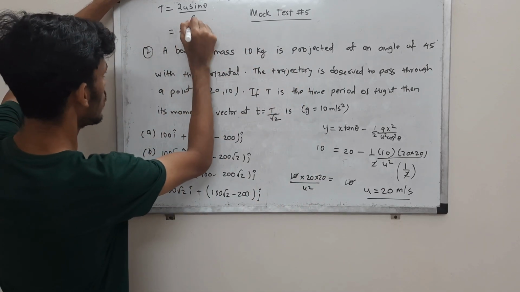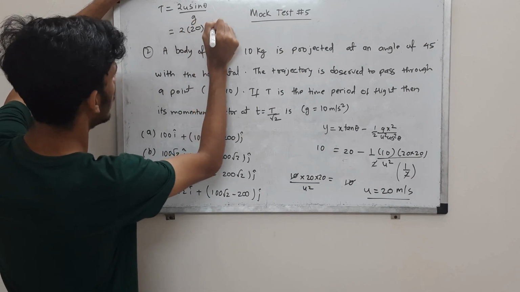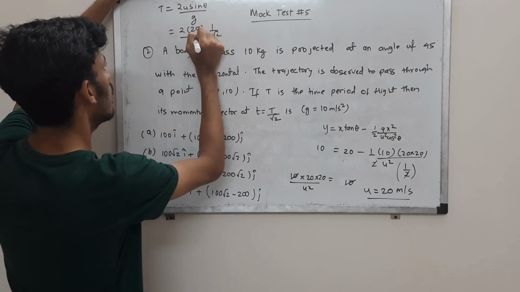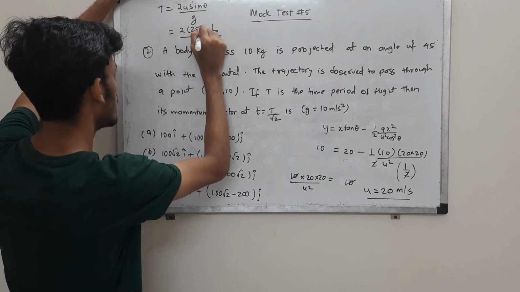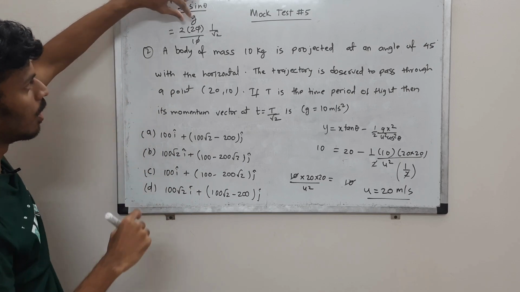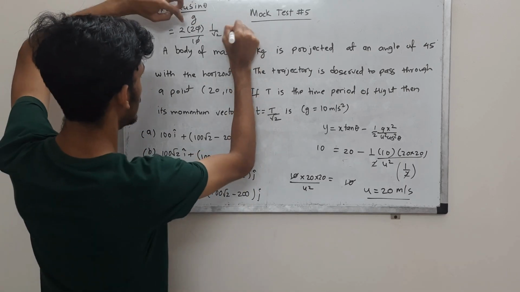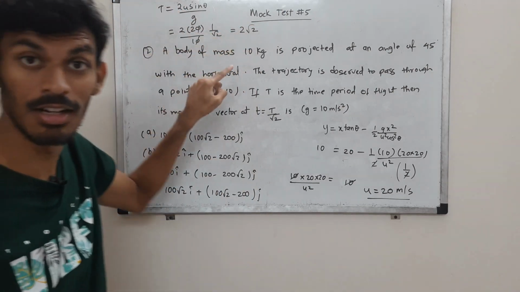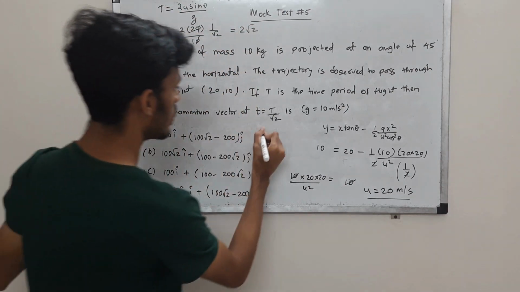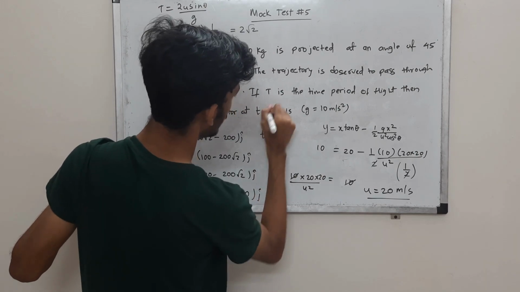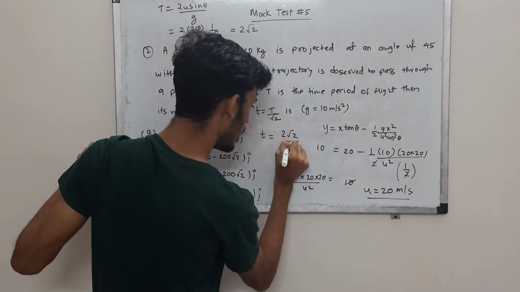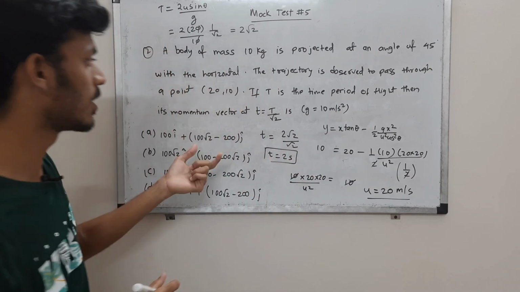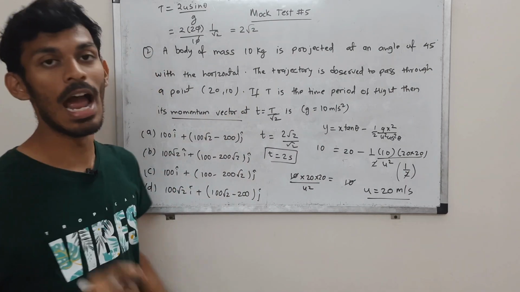So u is 20, right? And sin theta is 1 by root 2. And 2u sin theta by g, right? g is 10. So this and this will get cancelled. I can cancel this with root 2, so we'll be left with 2 root 2. Okay, so this is the time of flight, capital T, right? We are supposed to find the momentum when this time is divided by root 2. So 2 root 2 divided by root 2. So we are supposed to find the momentum at 2 seconds. So we are supposed to determine the momentum vector at 2 seconds.